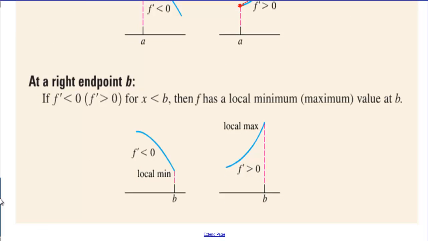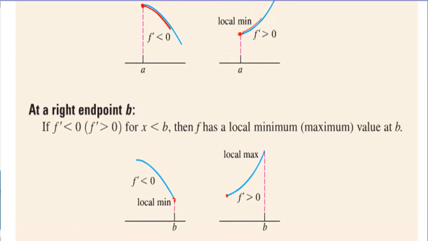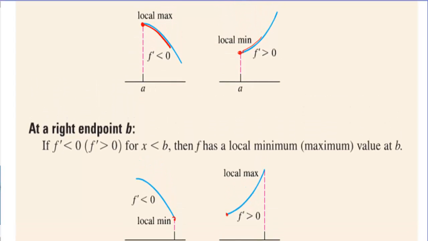At a right endpoint b, if f prime is less than 0 for x less than b, then f has a local minimum. So you can have minimum values at endpoints as well. Just like I said, well, in the last slide, I guess I used minimum and maximum. Well, I guess they did too.